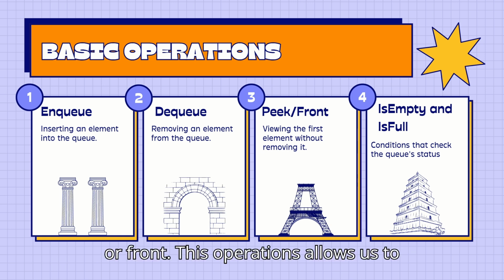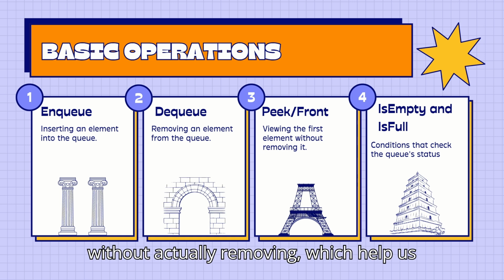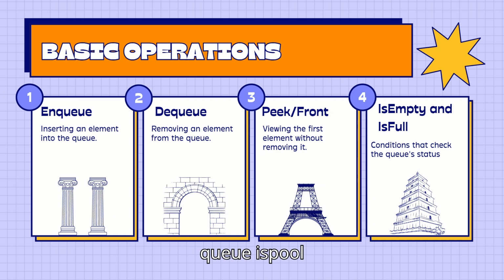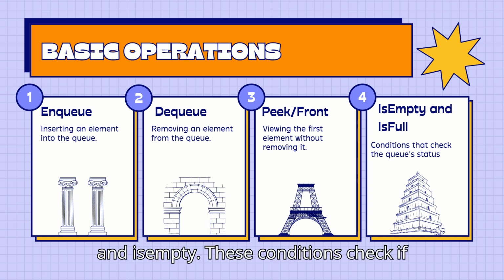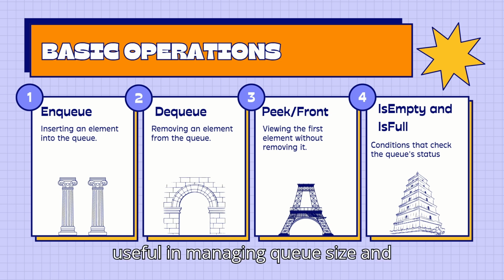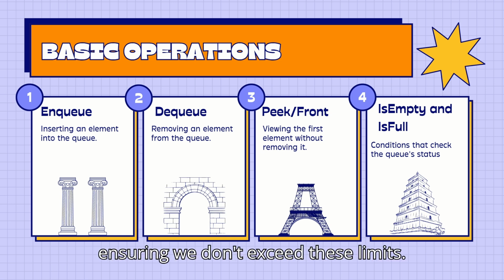Peek or front. This operation allows us to view the first element in the queue without actually removing it, which helps us understand the current status of the queue. Is full and is empty. These conditions check if the queue is empty or full. These checks are especially useful in managing queue size and ensuring we don't exceed these limits.